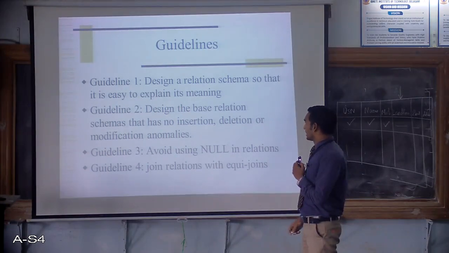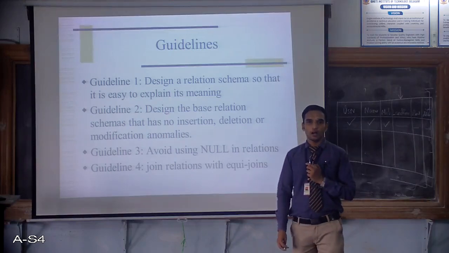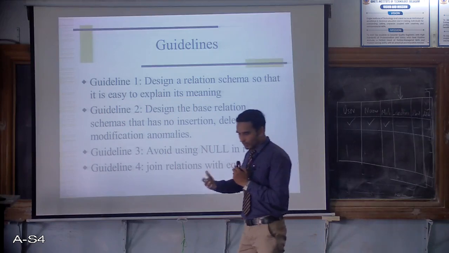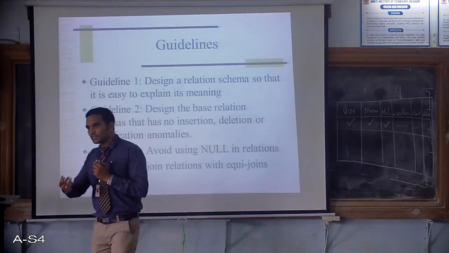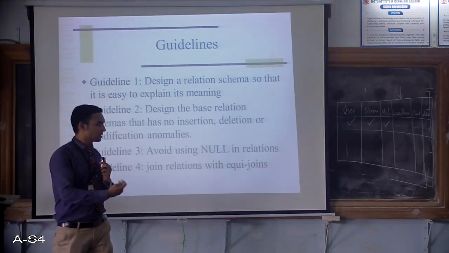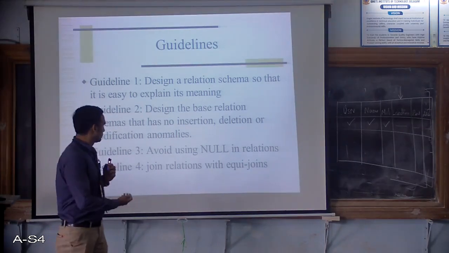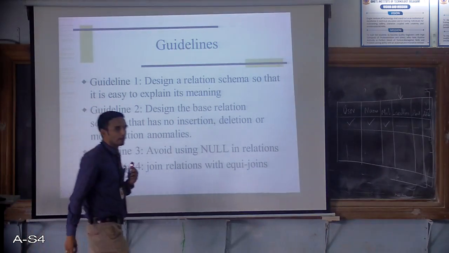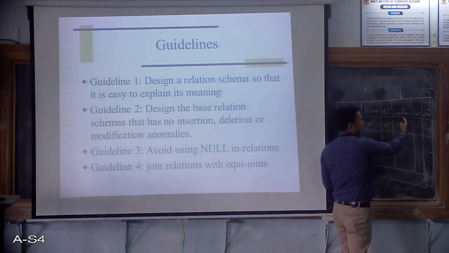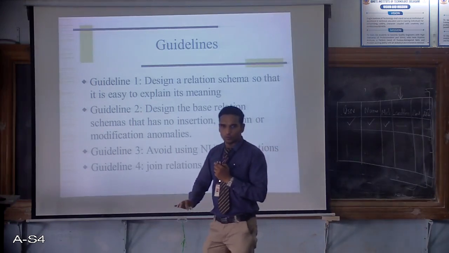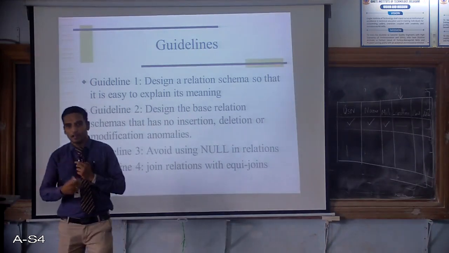Second is design the base relation schema so that it has no insert, delete or update or modification anomaly. Which means that whenever you are developing a relation, make sure that you have fewer insert anomalies, fewer delete anomalies, fewer update anomalies. The third says avoid using nulls in relations. As I said, whichever attributes have null values, take them out from the parent table and push them into some other table. So the base tables will have fewer null values.